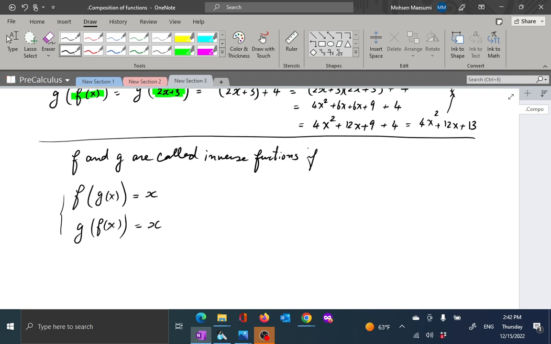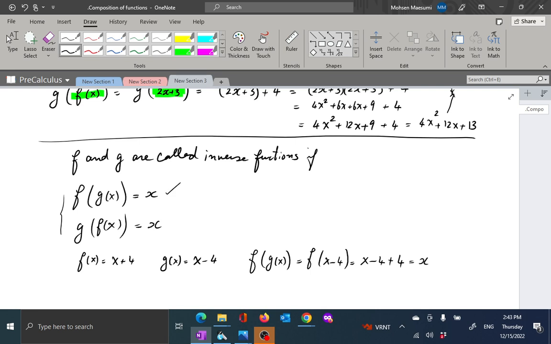So for example, if f of x is x plus 4 and g of x is x minus 4, then you notice that f of g of x, well, g of x, what was that? G of x is x minus 4. What does f do? F adds a 4 to whatever comes in. So if it was x minus 4, you add a 4 to it, you get back the x. So f of g of x turns out to be x.